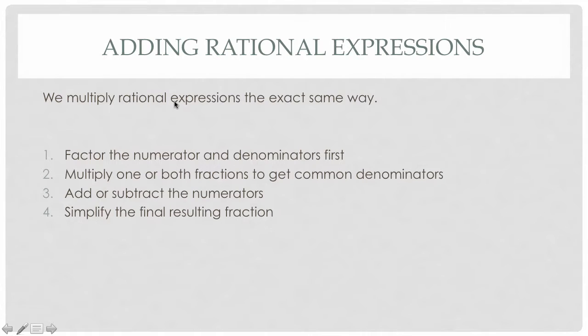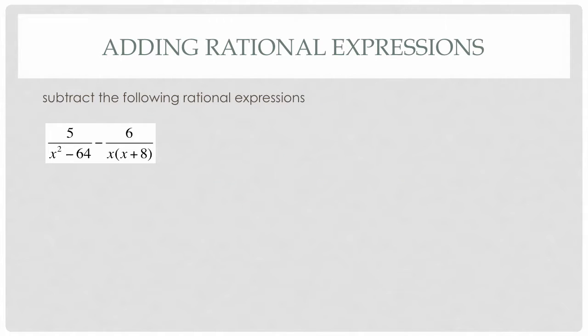So when working with rational expressions, you first want to factor the numerator and denominator and simplify it down, because then it's easier to know what to multiply by. We multiply one or both of the fractions to get common denominators, multiplying both the numerator and denominator. And then we can add or subtract the numerators and then simplify the final resulting fraction. Let's do one of these together.